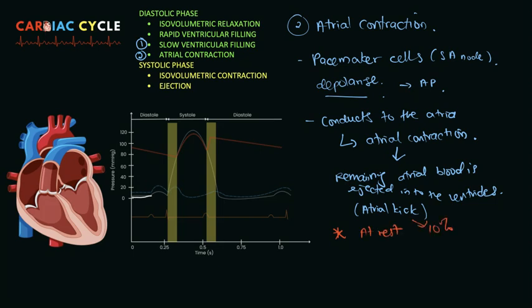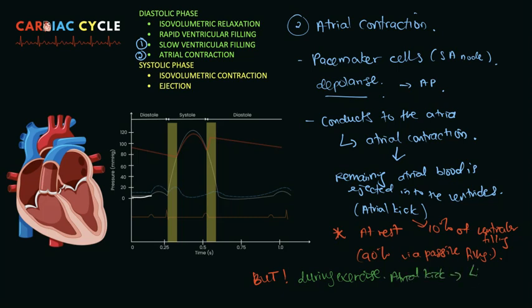And a very important note, at rest, this atrial kick contributes to only 10% of ventricular filling, and the remaining 90% is through passive filling. But its role comes into more significance during exercise, where the atrial kick contributes to almost 40% of the ventricular filling. Atrial contraction will start with the P wave, reflecting the depolarization of the atria.